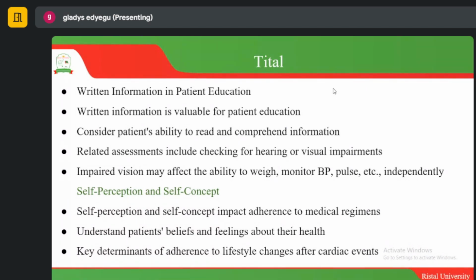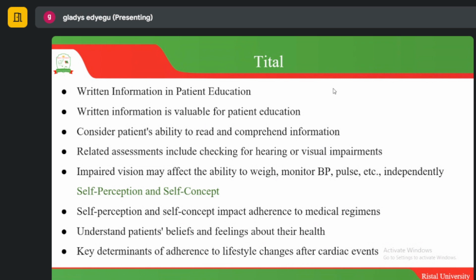Independently. So the patient may not be able to do this if he is not able to see. If the patient has a visual impairment, then he cannot measure his BP because he will not be able to tell what it is. Even if he uses a pulse oximeter, he cannot see his pulse. So there are some other factors that may hinder our patients from doing their own personal assessment.